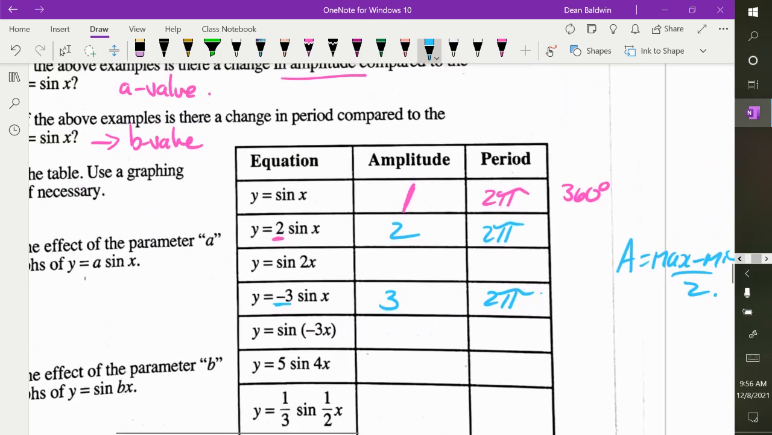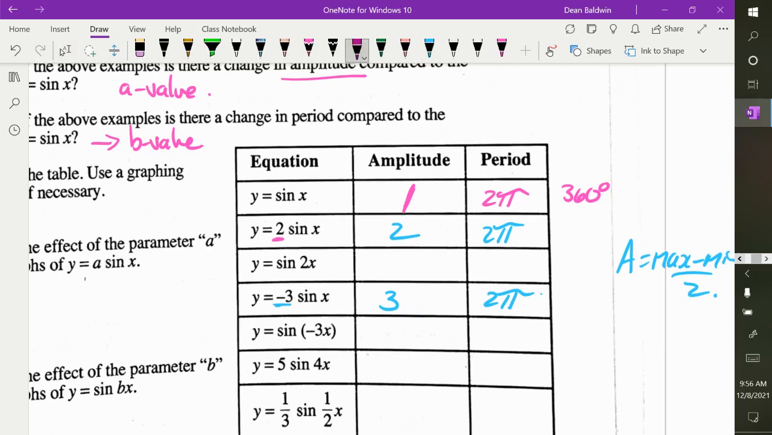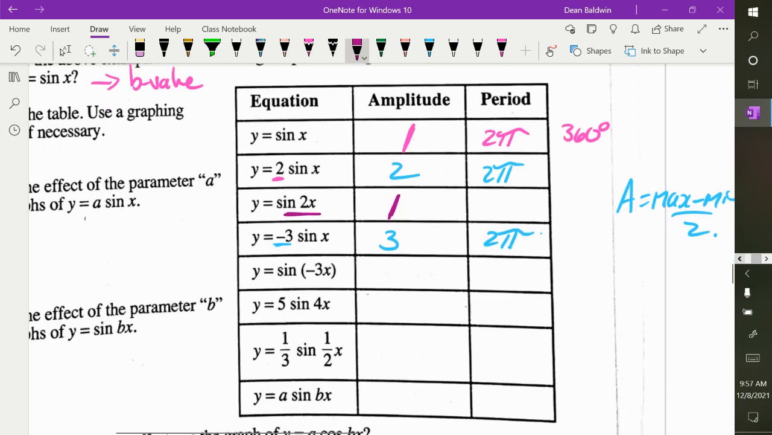Okay. So let's look at the b values now. What does that do? Does that change the amplitude? No, the amplitude is still 1, right? Okay, it's going to change the period. By how much? What does the 2 do? The 2 compresses it by a factor of 2.